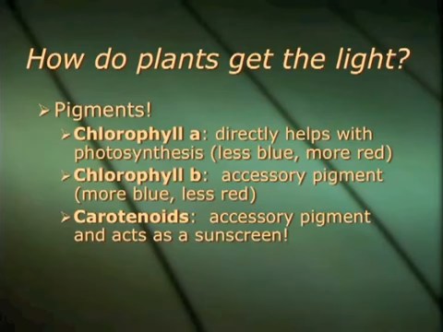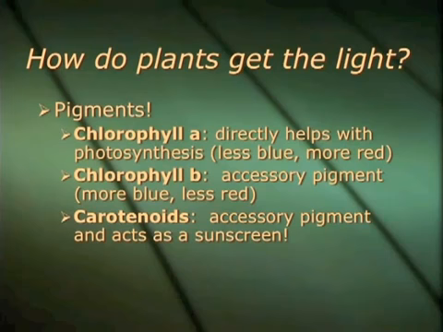So how do plants actually get light? That is through their pigments. They have three main pigments: chlorophyll A, chlorophyll B, and carotenoids. And the pigments are what absorb the light. Chlorophyll A absorbs less blue and more red. Chlorophyll B absorbs more blue and less red, and then the carotenoids try to absorb everything else. The one light wavelength that is not absorbed is green, and that is what gives the leaves their green color.